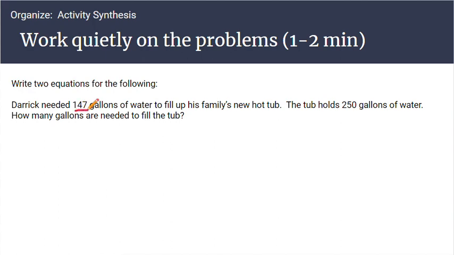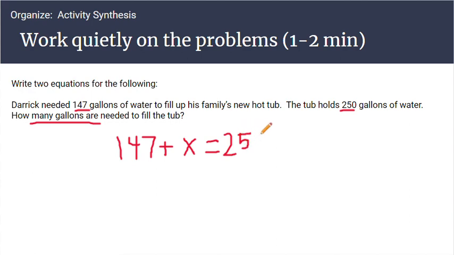So we know that he needs 147 gallons to fill up the tub. The tub holds 250. We want to know how many are needed to fill the tub. Well, if we know we need 147, we need to add however many gallons to make 250. So this is one way we can write it to figure it out.